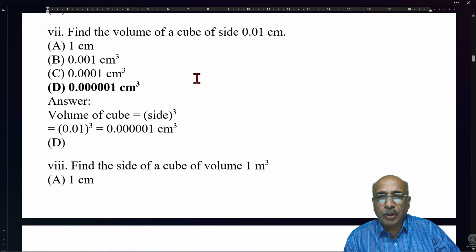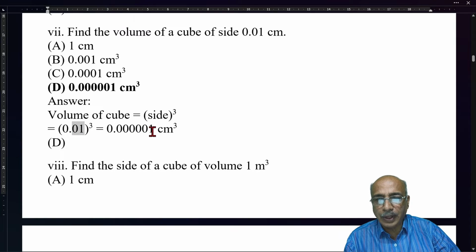Find the volume of a cube of side 0.01 centimeter. Volume of cube equals side cube. So 0.01 cube equals, here 2 digits are there, so after 6 digits, the decimal point will be there. So 1, 2, 3, 4, 5, 6. Got it clear? So option is D.